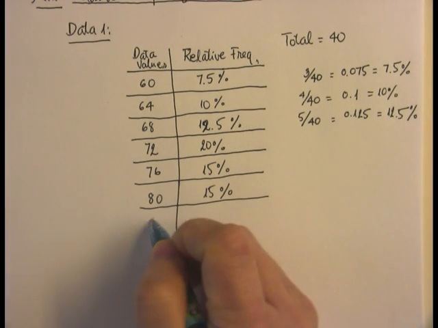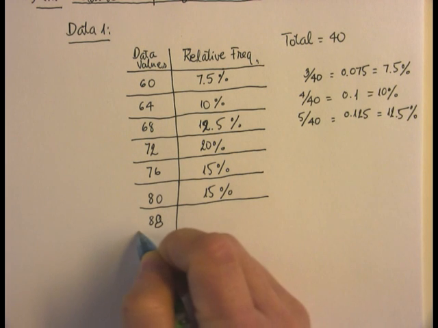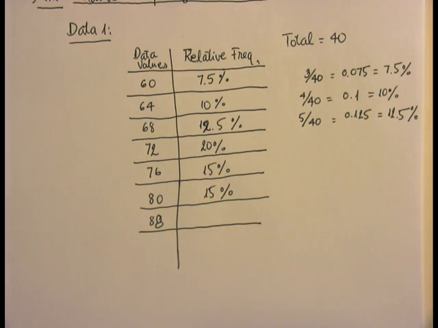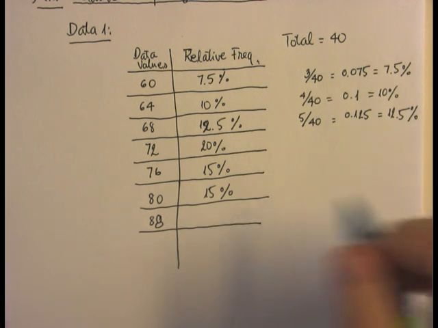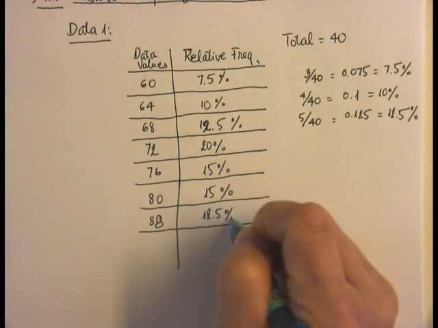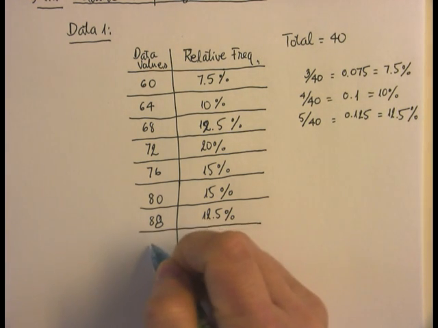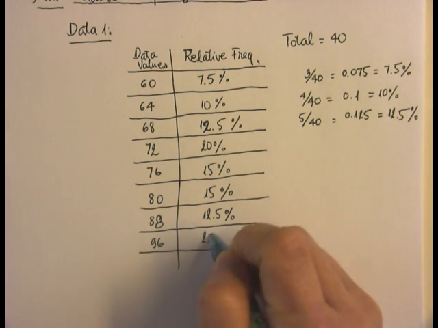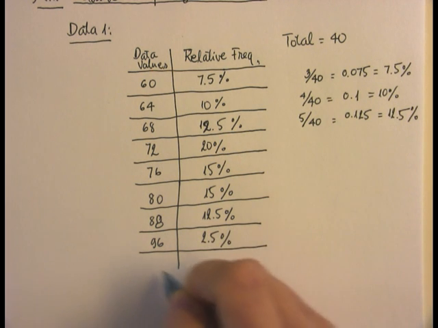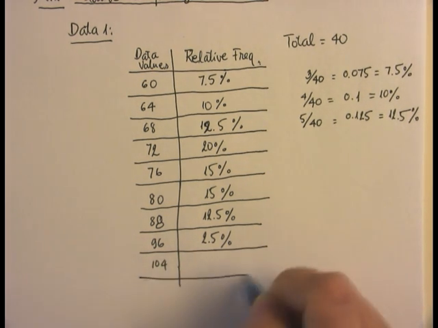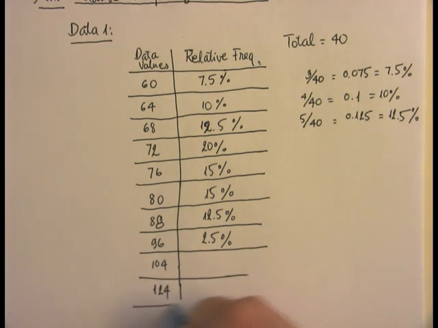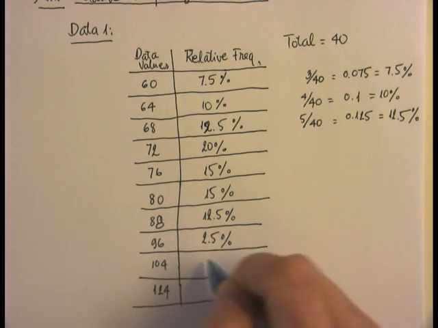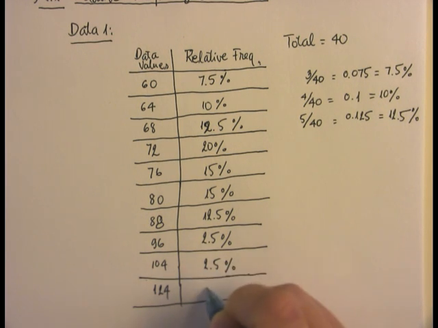And then 88. 88 has the same actual frequency as 68, so here it's 12.5% again. Then here we have 96, and there's only 1 96, so as a percentage, it's only 2.5%. 104 and 124 are each just a single data value, frequency 1, so once again it's the same relative frequency as the other one. And that is how you build your relative frequency distributions.